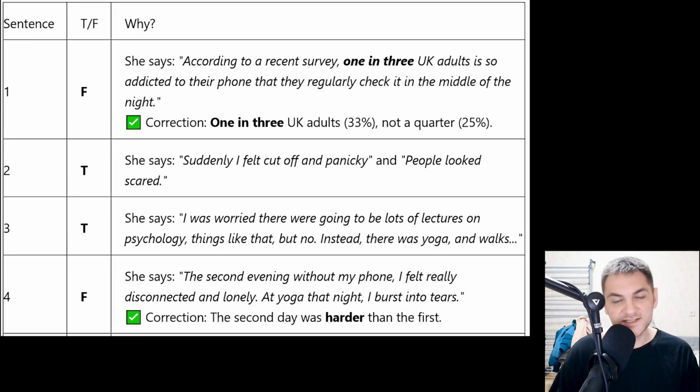She says, suddenly I felt cut off and panicky, and people looked scared. Number 3. It's true. She says, I was worried there were going to be lots of lectures on psychology, things like that. But no, instead there was yoga and walks and other activities. 4. It's false. She says, the second evening without my phone, I felt really disconnected and lonely. At yoga that night, I burst into tears. So, correction, the second day was harder than the first.